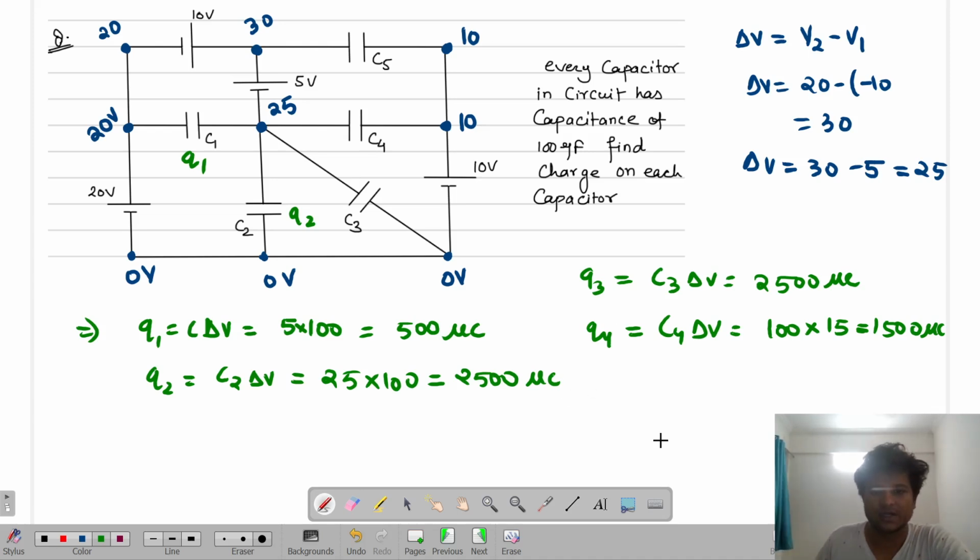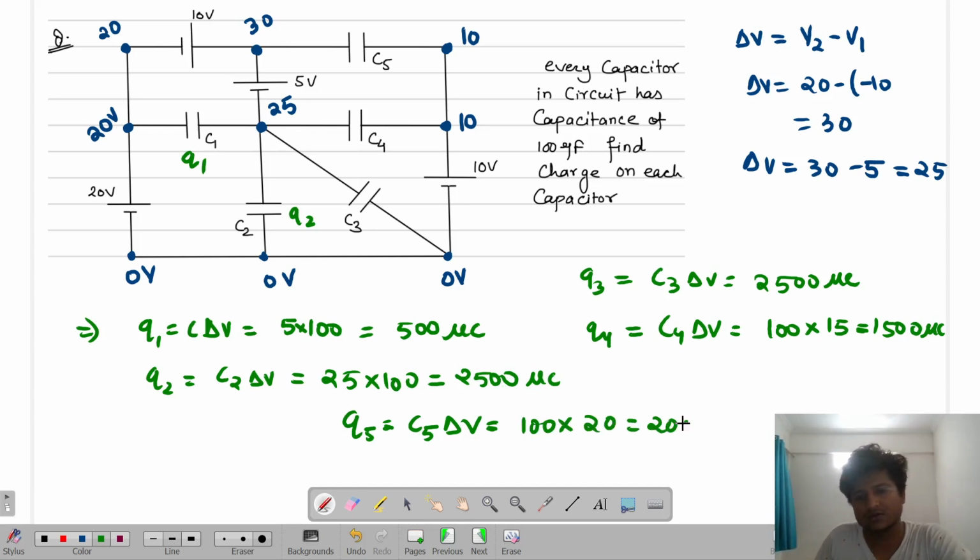And on this, ultimately, C5, Q5 is C5 into delta V. C5 is 100 and change in potential is 20. So this is 2000 microcoulombs. So that's your answer. So when you get these multi-loop, multi-circuit questions, just establish this relation and you will get the answers.